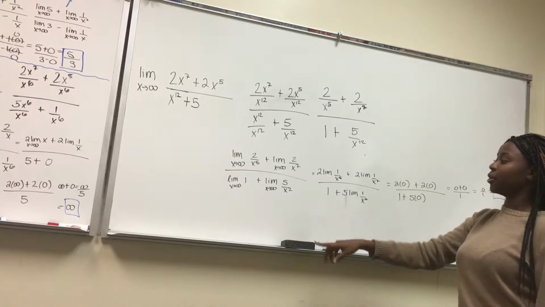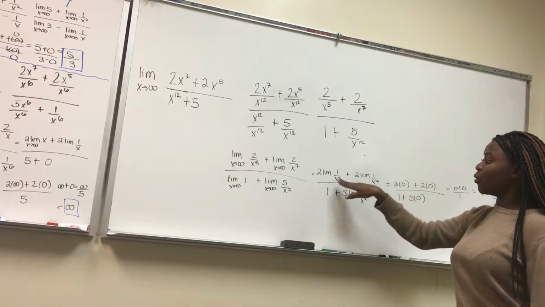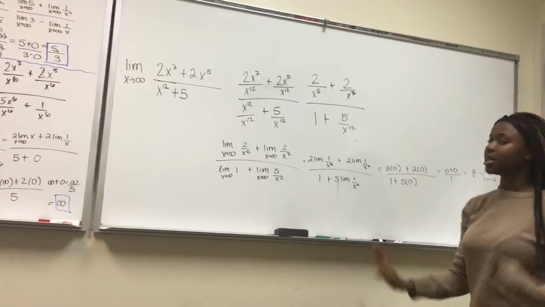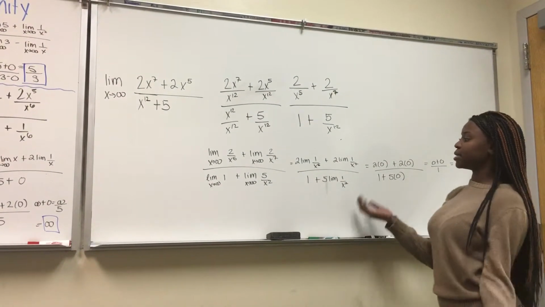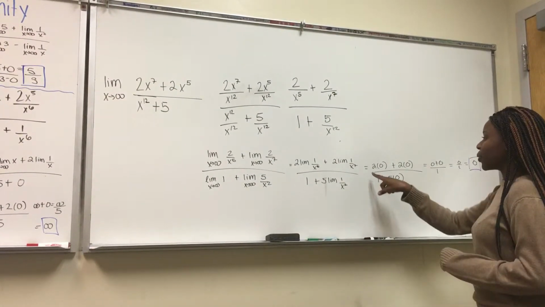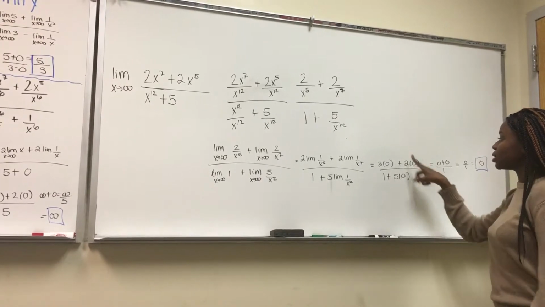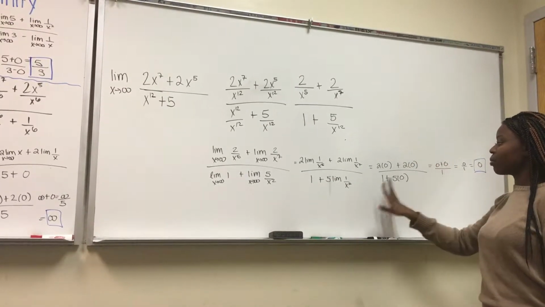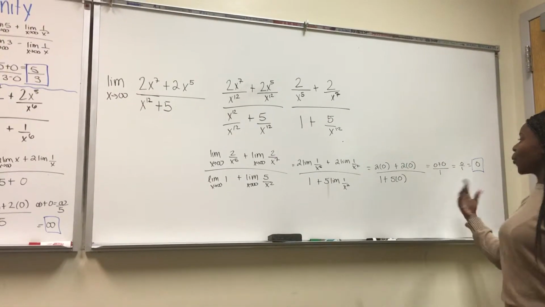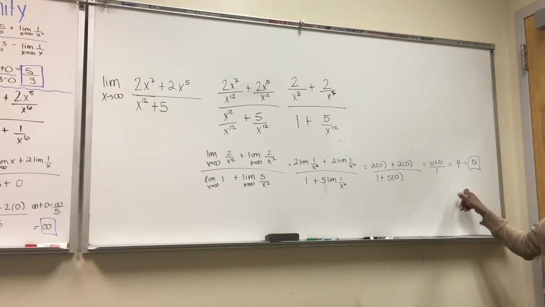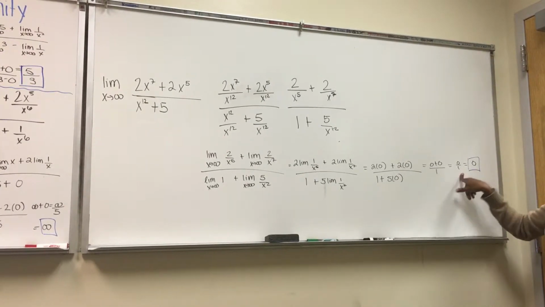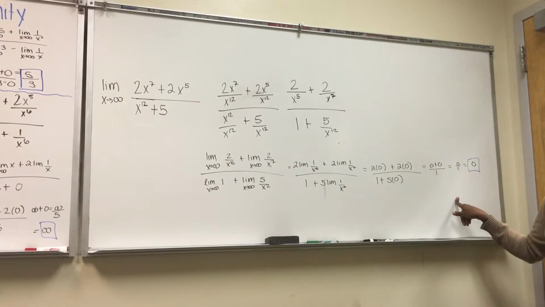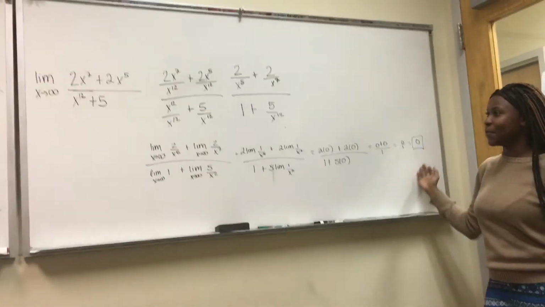And as I stated before, anything over x to the 5th or x to the 7th or even x to the 3rd will simply be 0. So we'll get 2 times 0 plus 2 times 0 over 1 plus 5 times 0, which is 0 plus 0 over 1, equals 0 divided by 1, which is simply 0.